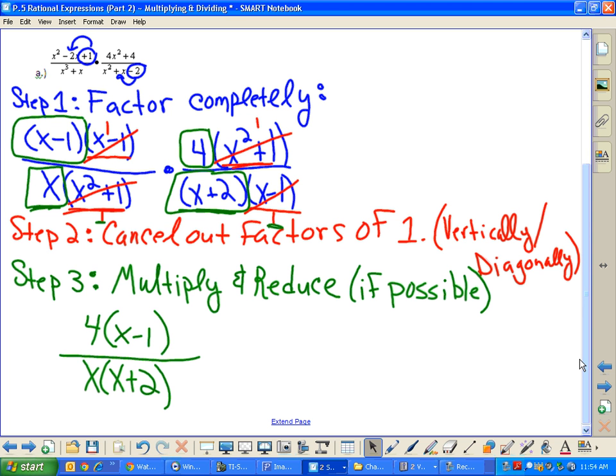No. Leave it in factored form. You can expand if you want, but it's very common to just leave our answers in factored form. It's not like it's strictly forbidden. It's just common that we leave them in factored form.